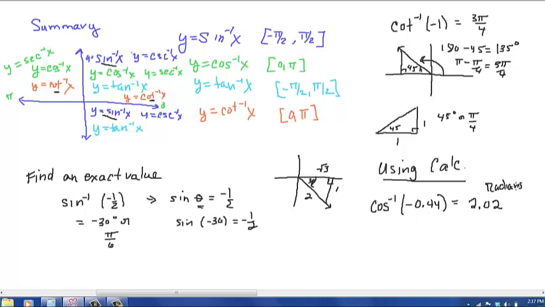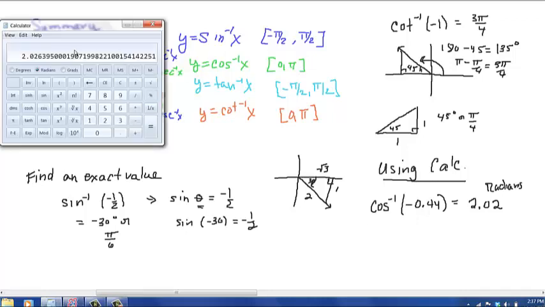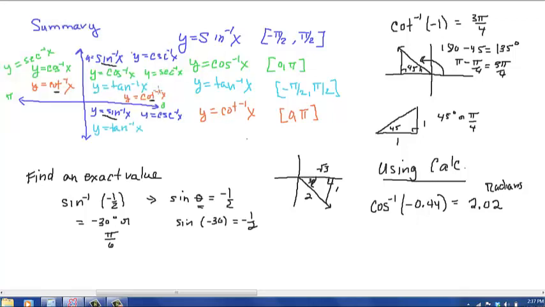And note that that would have to be an angle in the second quadrant, because if the argument is negative, I've restricted cosine to the first 2 quadrants. So think about it, 2.02, would that be in between 0 and pi? Well, pi is around 3.14, so yeah, 2.02 would be an angle in quadrant 2. So just always good to kind of cross-check.